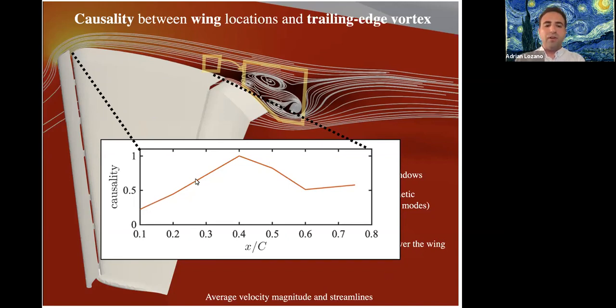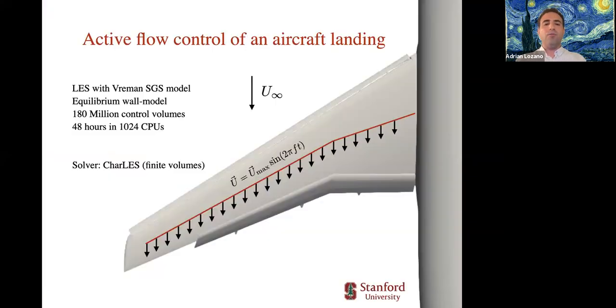There is some increase of causality after you get this 0.4, and then it goes down, and then it seems to saturate somehow. So what this is telling me is that I have to actuate here. Whatever I do here has a very strong influence on this vortex there. So now that I know where I have to actuate, I'm going to go back to my problem and set up a new simulation.